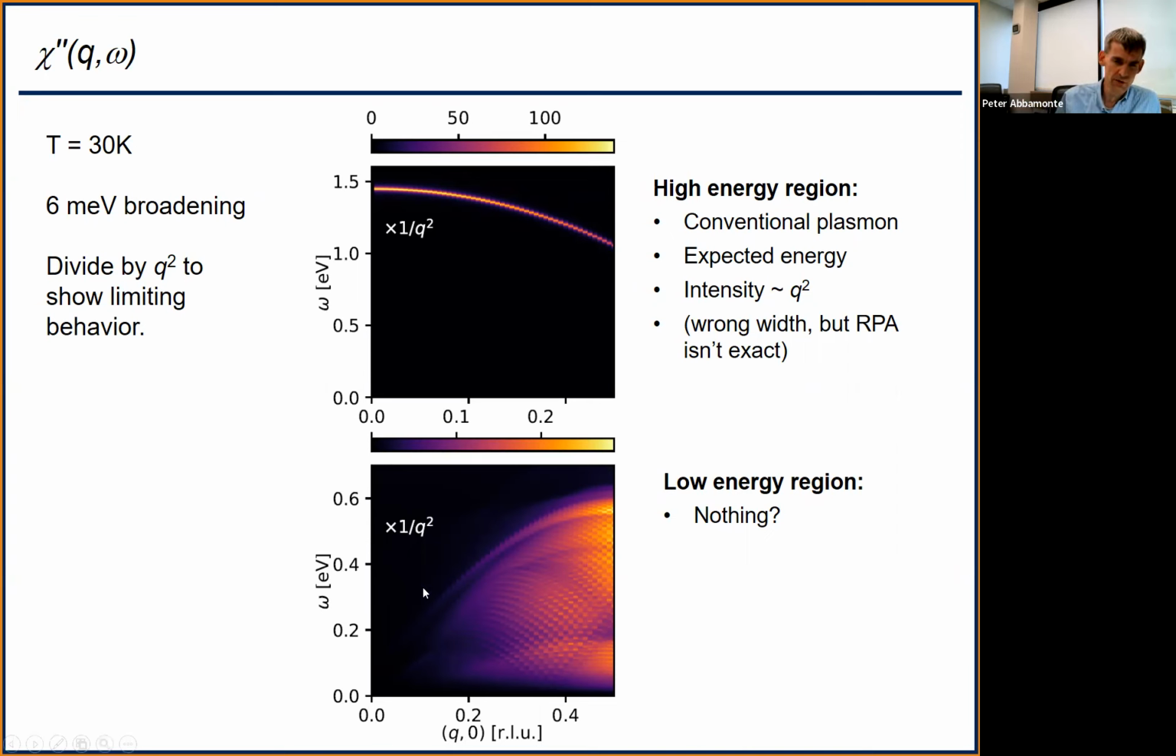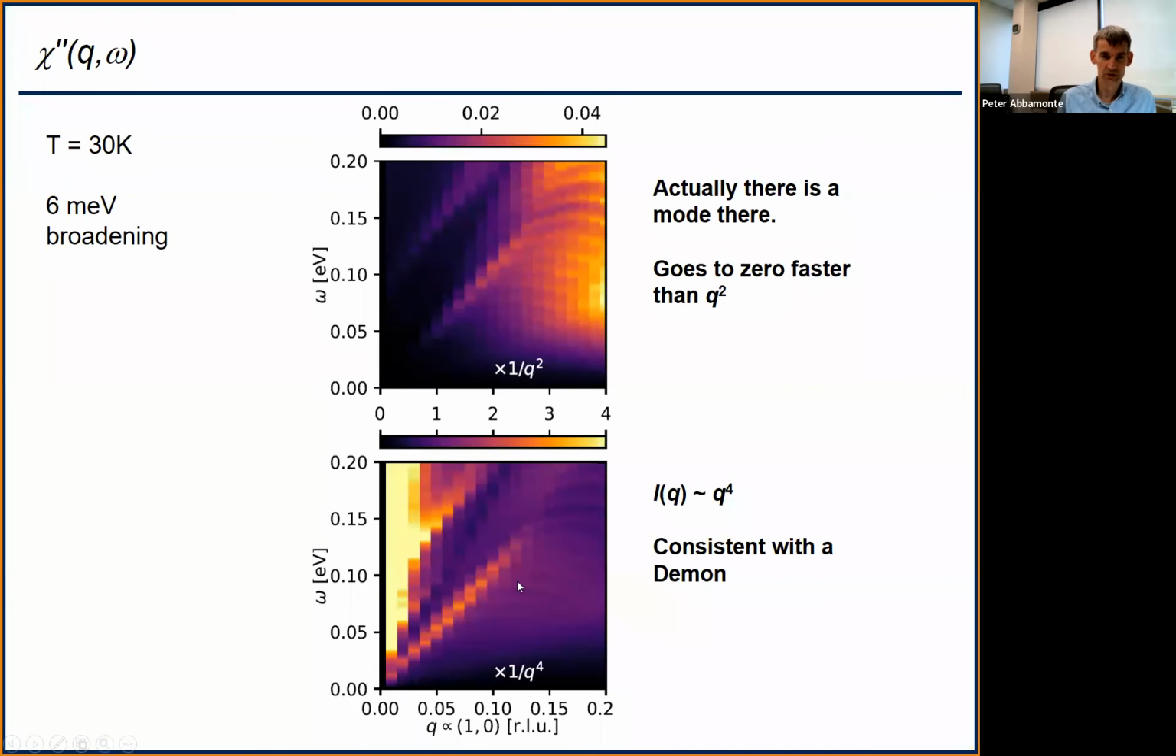If you look down in the low energy regime to see if there's a gapless mode, you don't see anything. So we were a little bit disappointed at first because we thought, oh crud, we hoped this thing would have a demon, but it doesn't. But if you look closely, let's suppose you just zoom in the color scale, okay? So I'm just expanding the color scale now. Actually, there is a mode there.